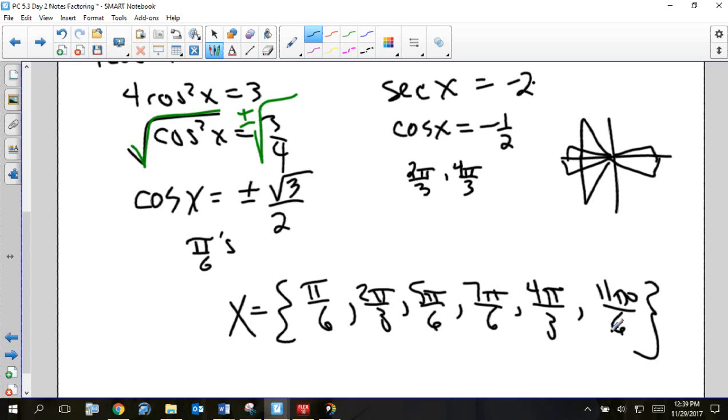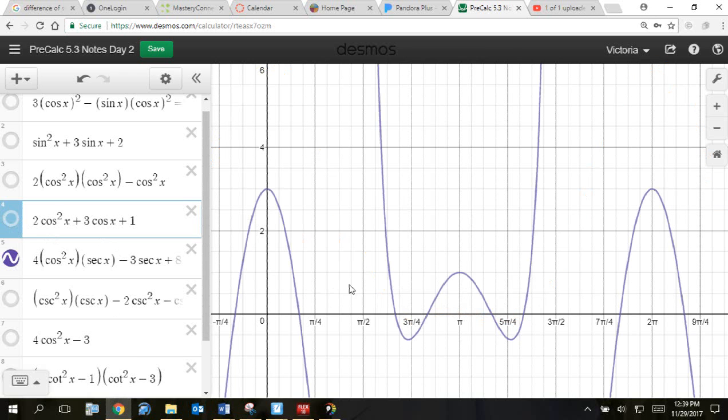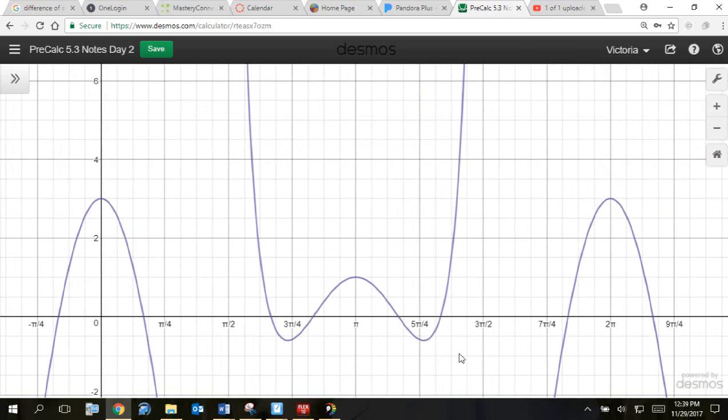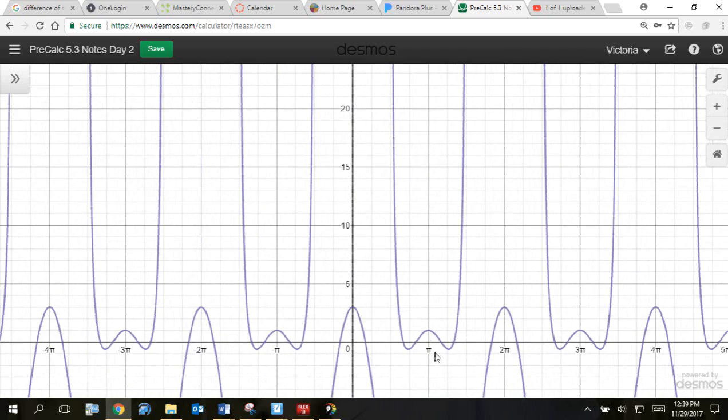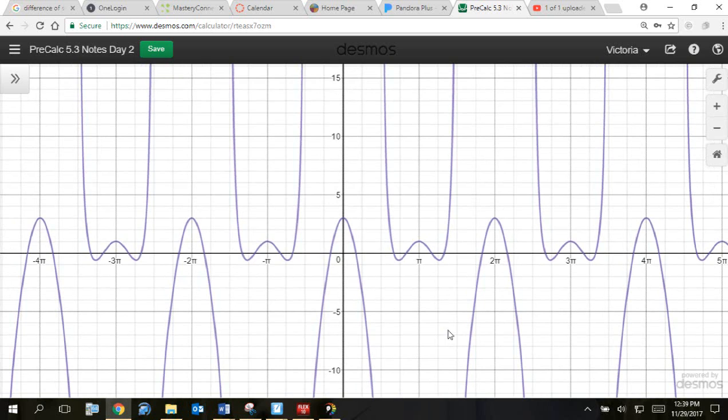Want to see the graph? Okay. I'll go back to it if I went too fast. Look at this graph. Look at this one. What does it look like? Oh, teeth.